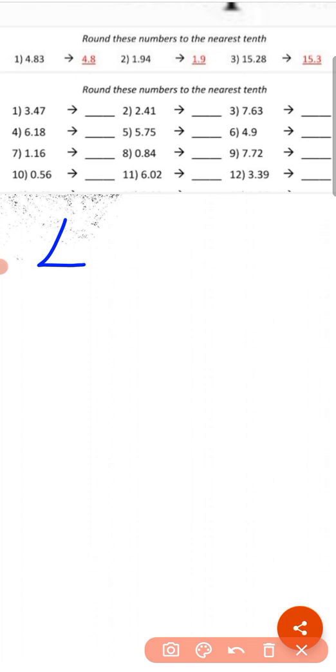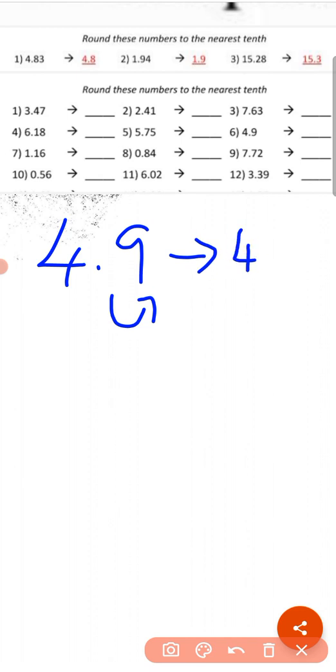Next 4.9. Here children, there is no digit at the 100th place. In this question, there is only one decimal place. That is, after the decimal point, there is only one place. So 4.9 is our answer. Okay.